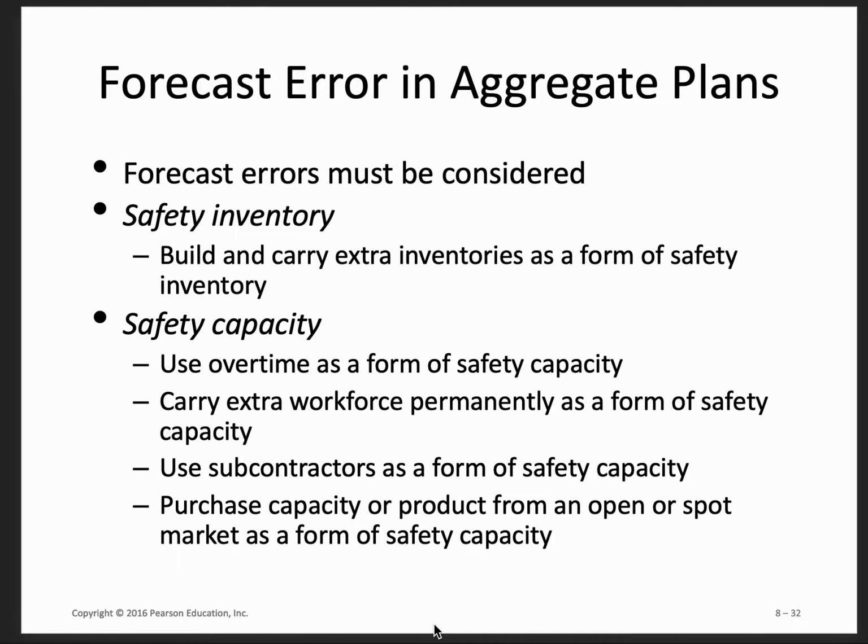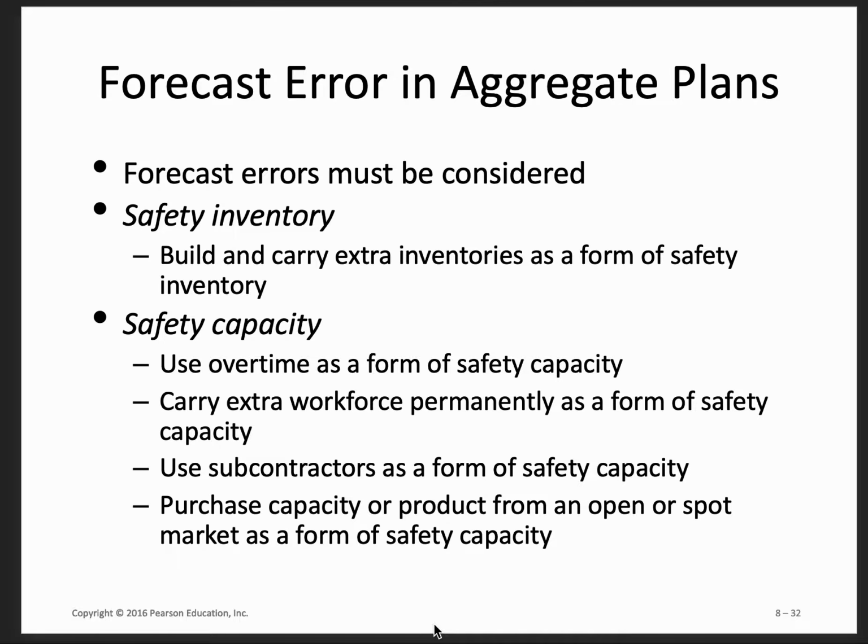So in all the aggregate plans that we talked about so far, we were assuming that forecasts are going to be accurate as much as possible. But forecasts are never 100% accurate. There are always going to be forecast errors, and so forecast errors must be considered. One way to manage forecast errors is to carry something called safety inventory. Safety inventory is something we'll talk more about when we talk about inventory management later on in the semester. But safety inventory basically is you carry some extra inventory to tide you over in case the errors in your forecast are much higher than expected, right?